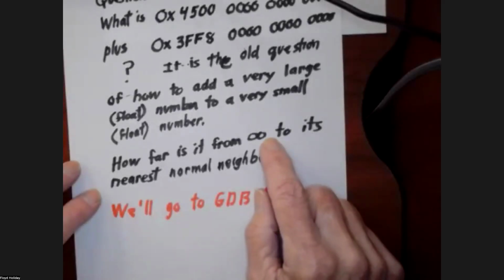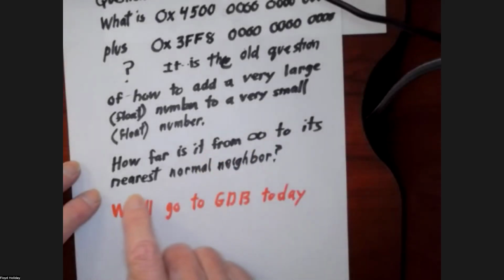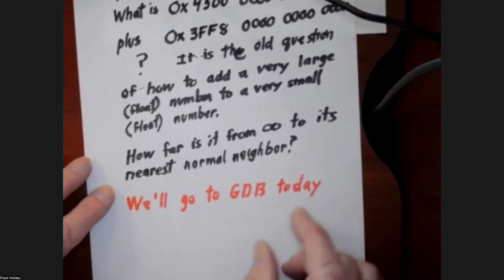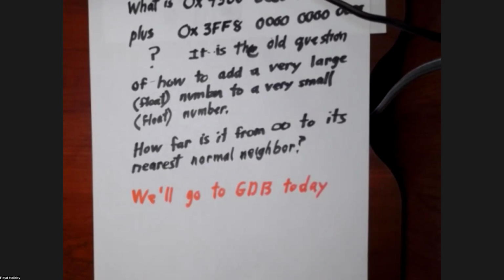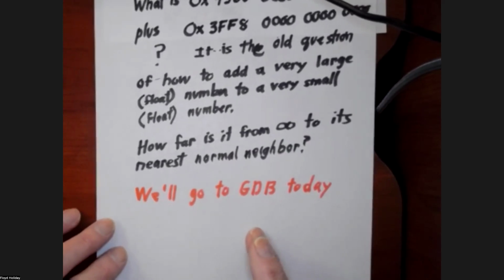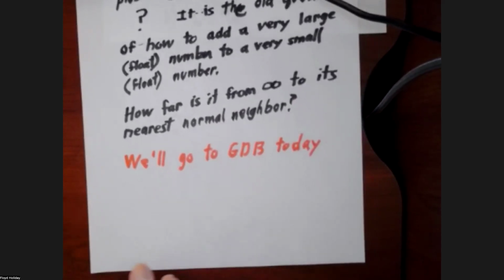How far is it from infinity back to the nearest normal number? It's like outer space. Starship is leaving one galaxy going to the next one, and there's a big distance there. How far apart are they? It happens in real space, and it happens in floating point IEEE numbers. They're really odd when you get into the large ones.